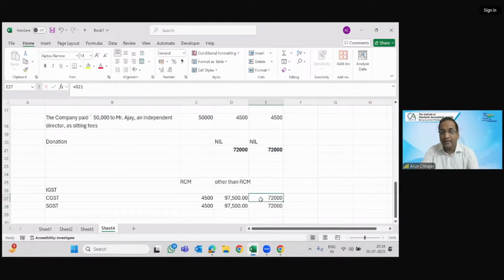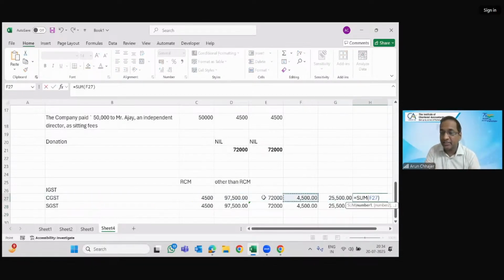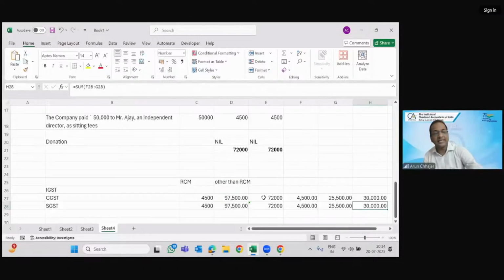Now I can say for RCM he has to pay in cash this much of the amount, and other than RCM, how much will he have to pay? It has the liability of 97,500, it has the ITC of 72,000. So total amount which needs to be paid is 30,000. Let me write this separately, that is better. So 4,500 you will have to pay because of RCM, and other than that whatever there is a shortfall. So the total amount which needs to be paid in cash is 30,000. Is that clear to all?